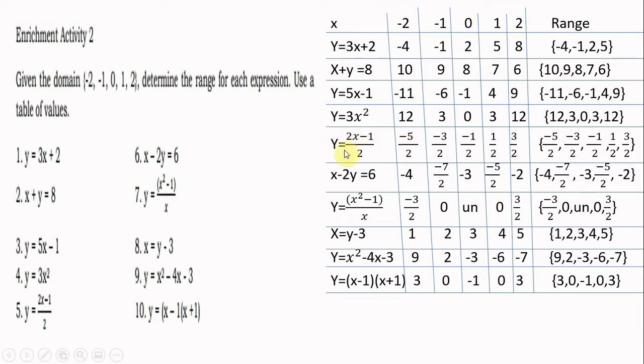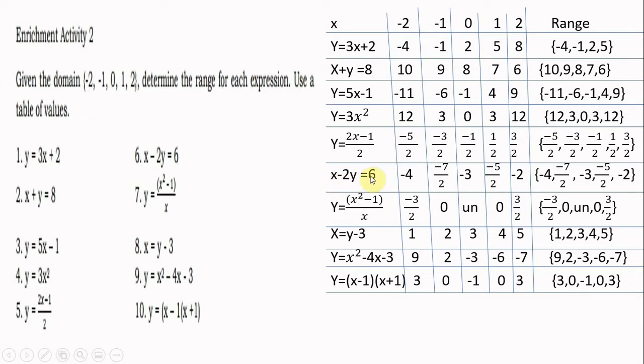Okay, negative 5 over 2. When x equals negative 1, that's negative 2 minus 1, that's negative 3 over 2. When x is 0, this will be negative 1 half. When x is 1, 2 minus 1 is 1, that's 1 half. When x is 2, 4 minus 1 is 3, divided by 2, that's 3 over 2.